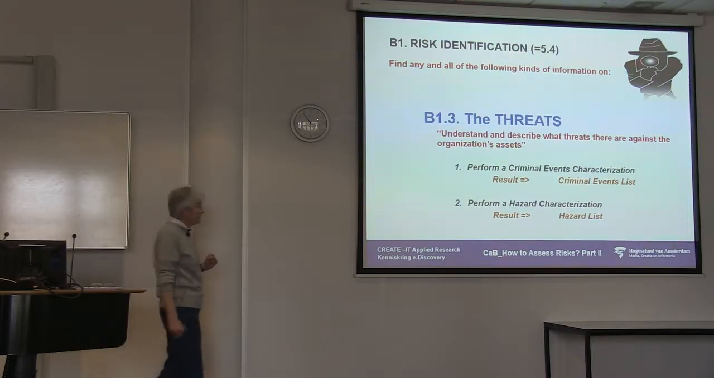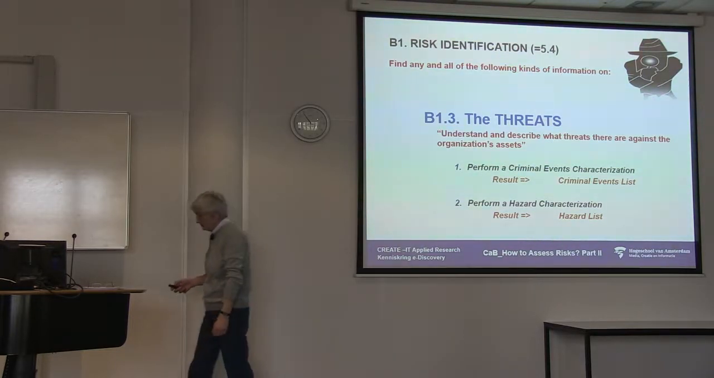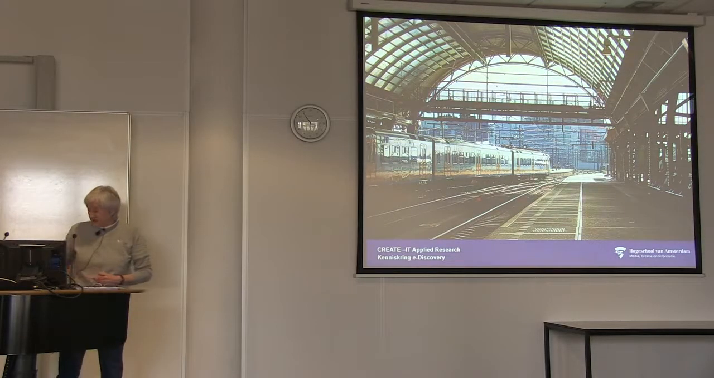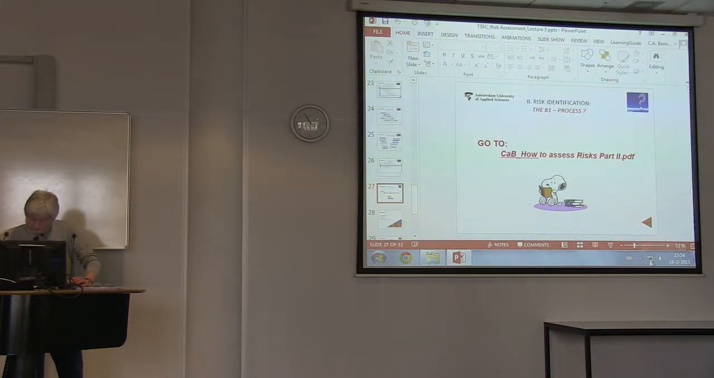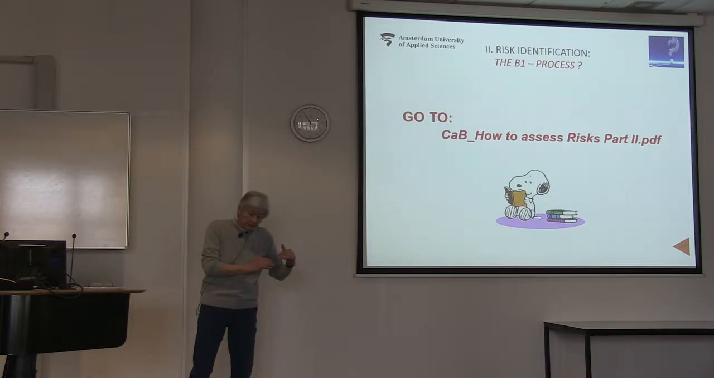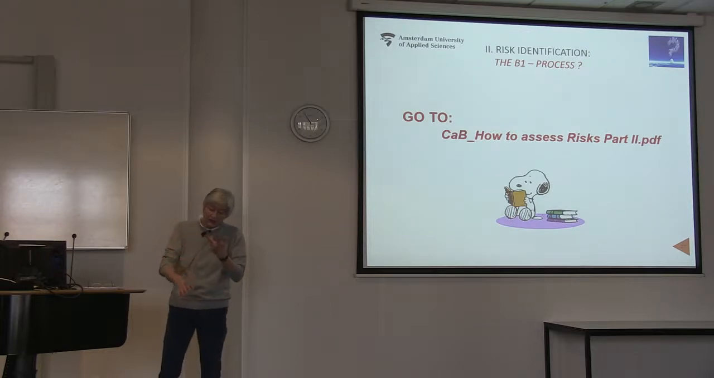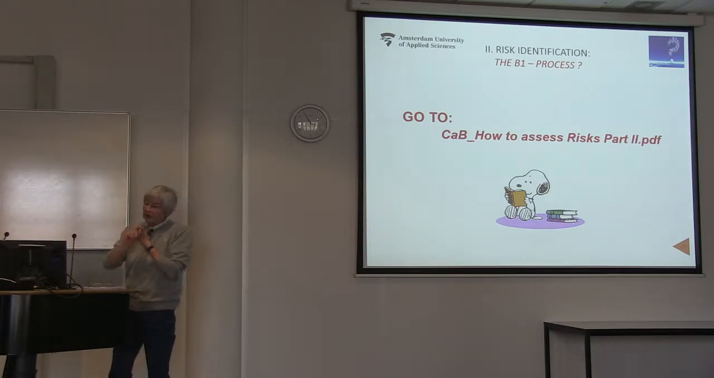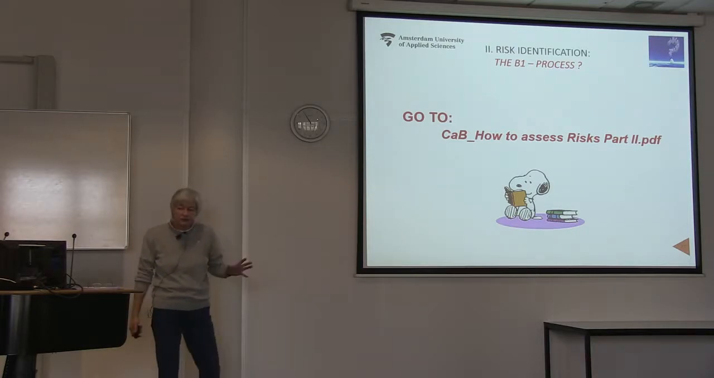So what do we have? When we build the picture of the threats, we have a criminal events list and we have a hazard list. We have a lot of lists. So far, you know now, after we did last time process A, establish the context, we now did B1, the identification. We looked into the assets, the threat agents, and the threats. We have two more components of the assets to look into for next time. But you now have an idea what you have to produce.